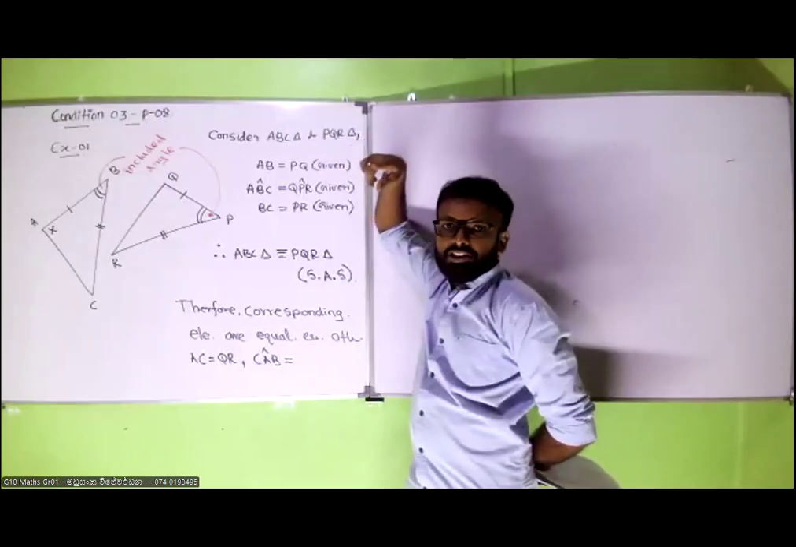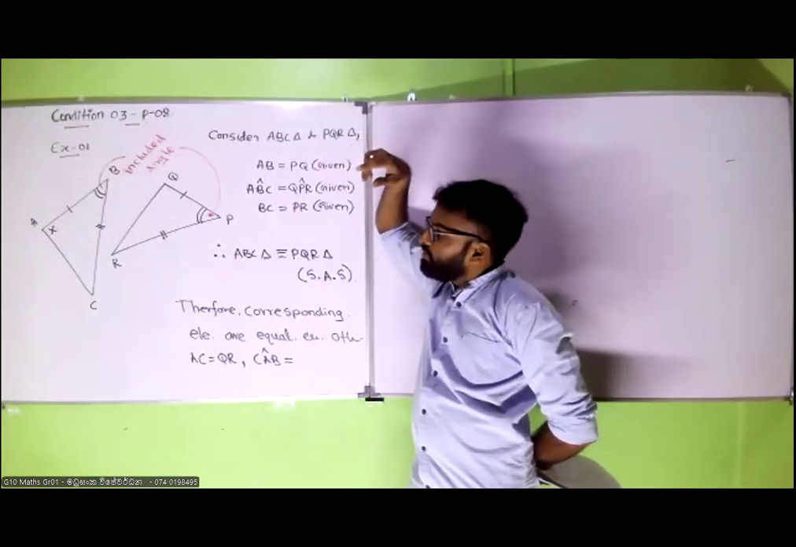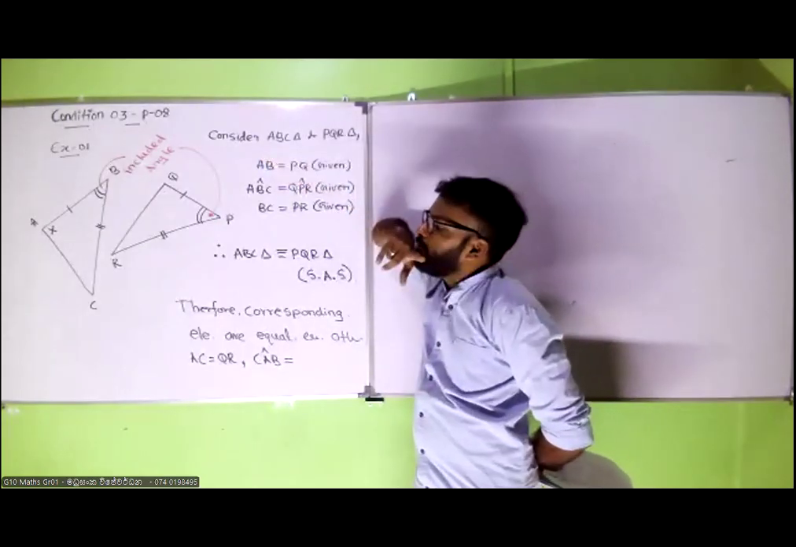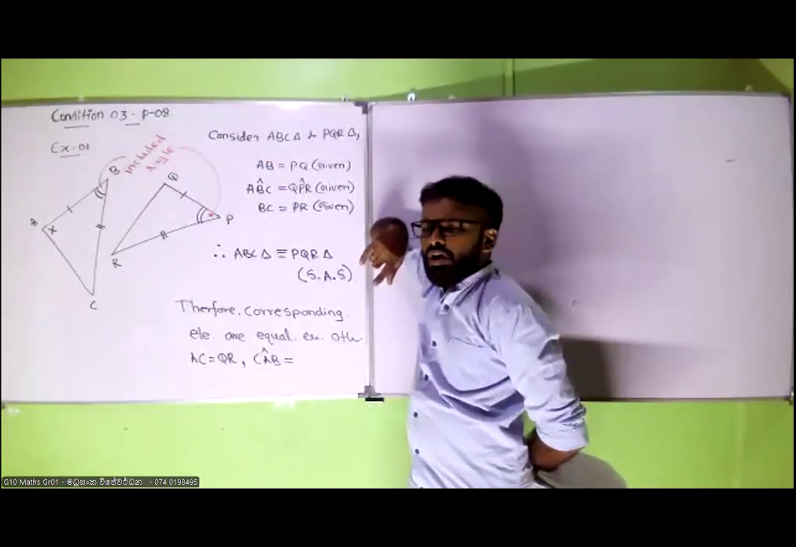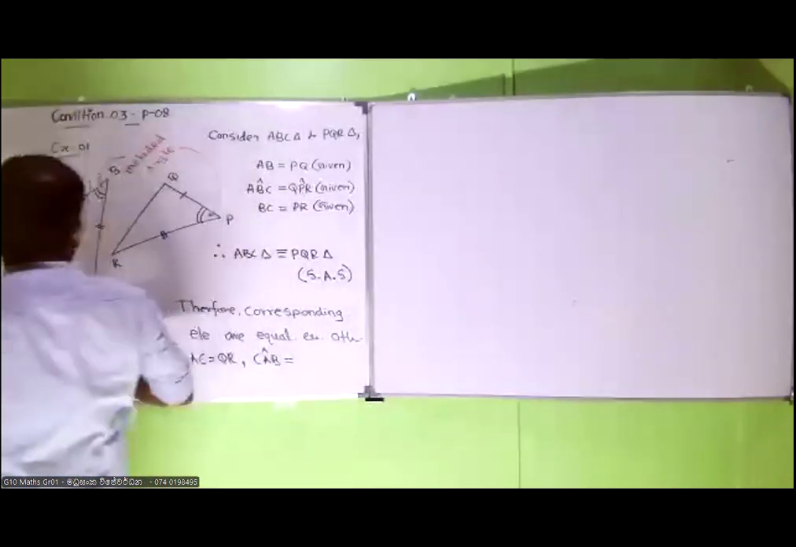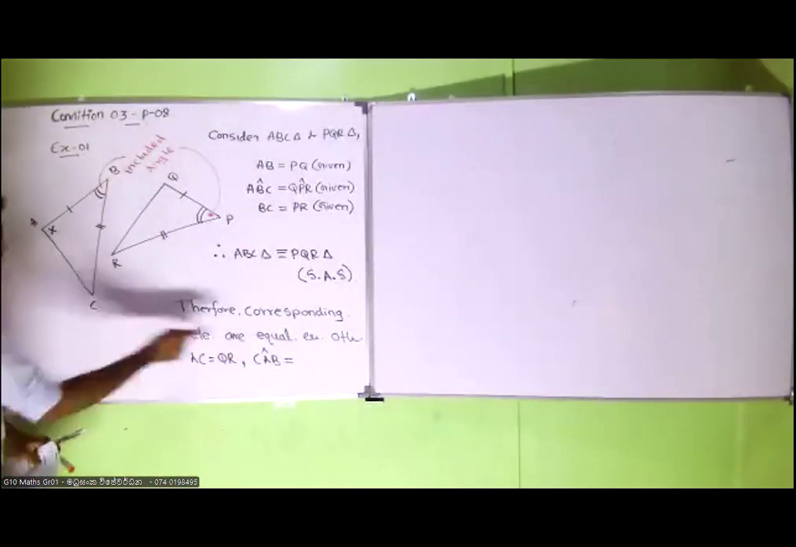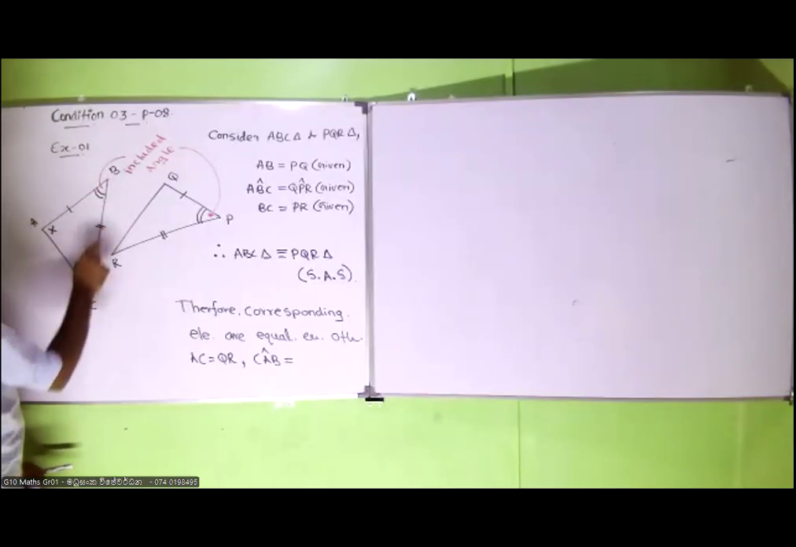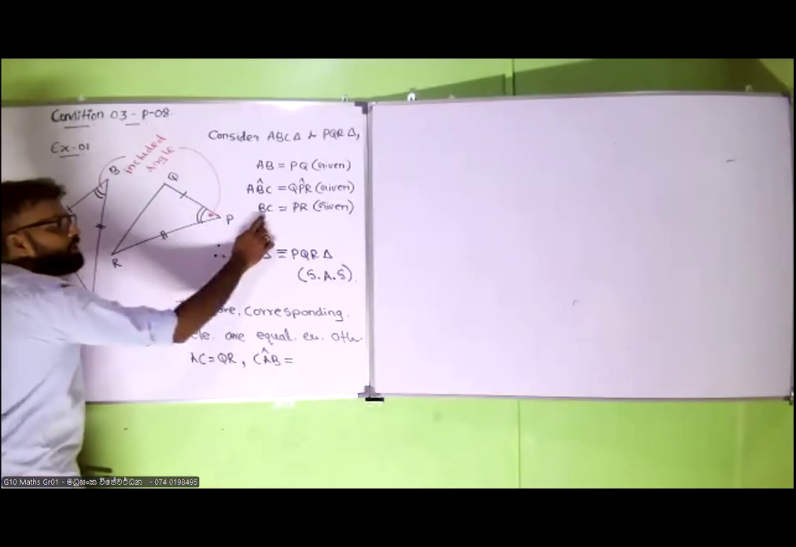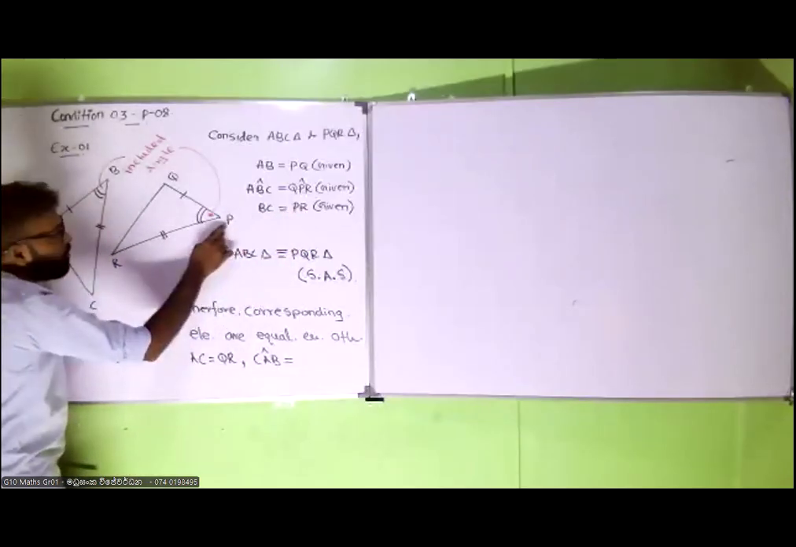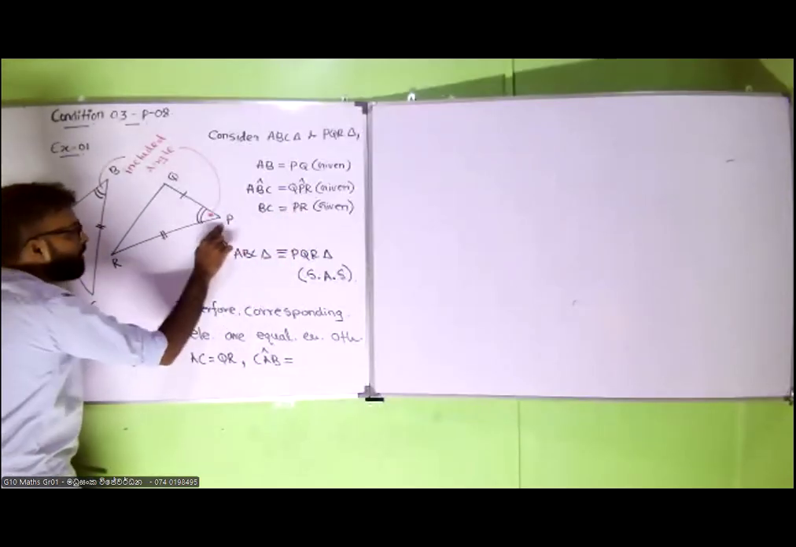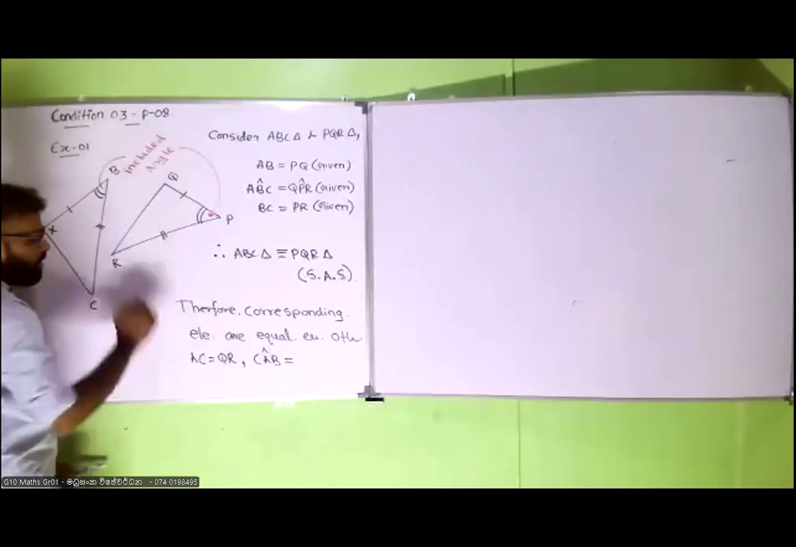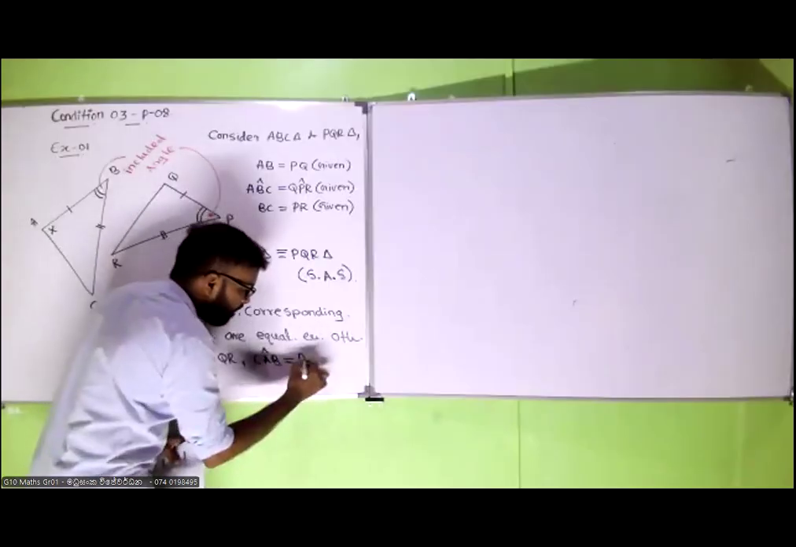CAB equals which angle? CAB equals yes, super, excellent. QPR. So how to find that? In front of the CAB angle I have the BC side. So put BC side equals PR. Where do I have PR? This is my PR. In front of this side I have angle PQR.